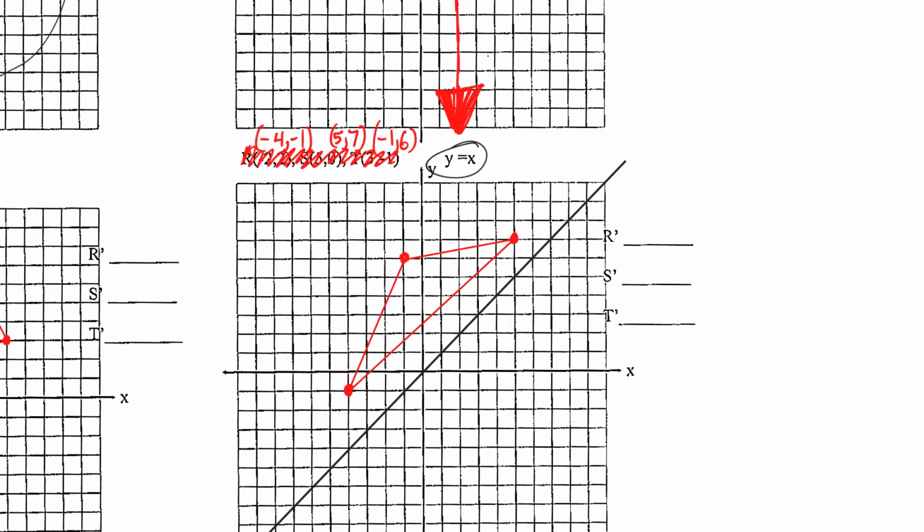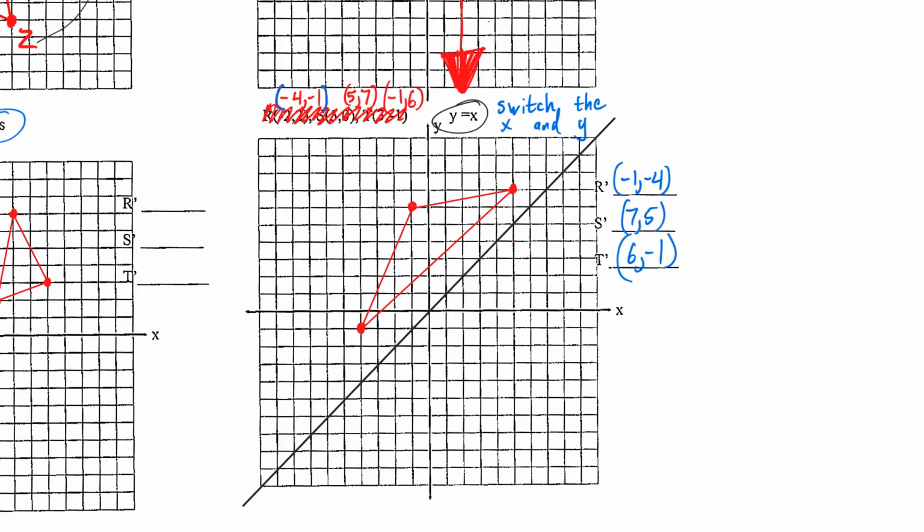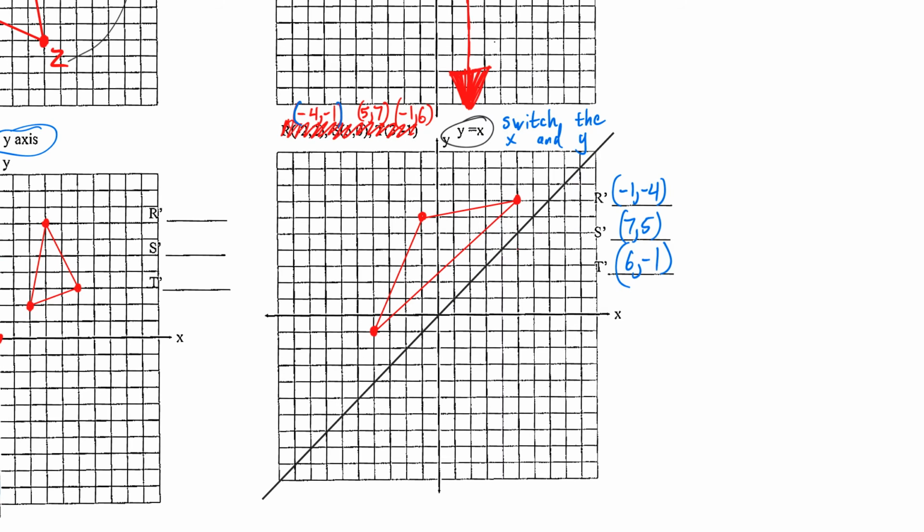Okay, to do a reflection across the line y equals x, there's a little rule here: you switch the x and y values. So back up here to this one, this negative 4, negative 1. If you just switch those, it's going to become negative 1, negative 4. I'm just flipping them. The 5, 7 is going to become what? 7, 5. And then the negative 1, 6 is going to become what? 6, negative 1.